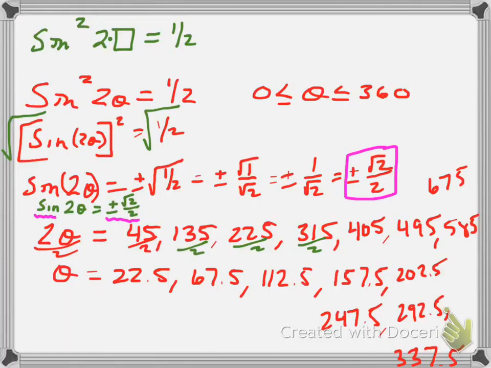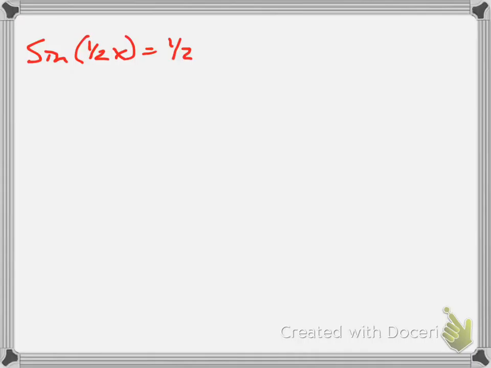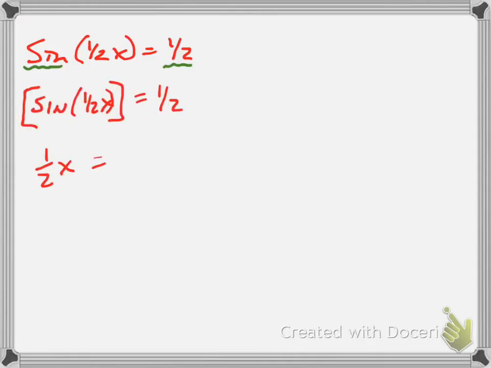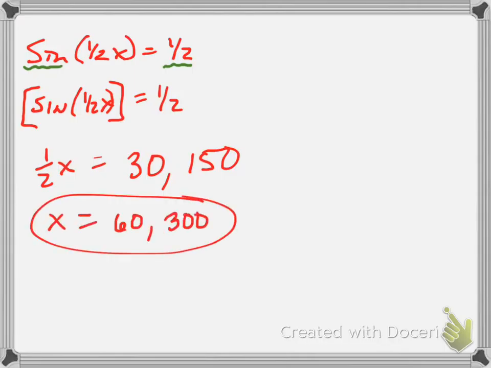Let's try a simpler one. See if you can do that one by yourself. The first thing, you're going to get rid of the sine. That's the outermost piece of that left-hand side, so that's what you get rid of first. So you look at your unit circle. What angles have a sine of a half? That's going to be 30 and 150. And then you multiply those by 2. 60 and 300.